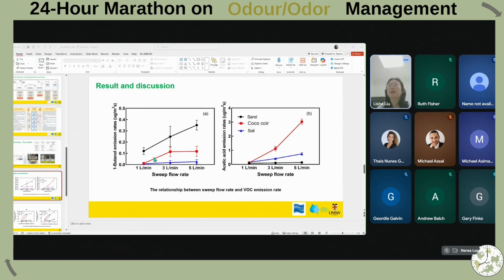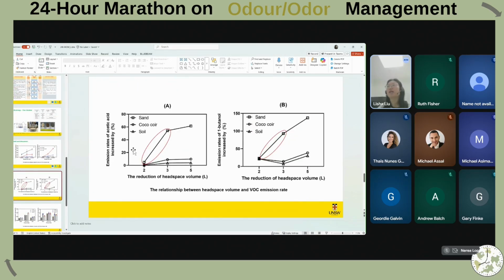We also have done some tests regarding the relationship between the headspace volume of the chamber and the VOC emission rate. The result has shown a general trend where the emission rate of butanol and acetic acid increases when the headspace volume decreases. In particular, the emission rates of butanol and acetic acid from sand, highlighted in the red circle, had a sharp rise, where butanol and acetic acid increased around 100% and 70% respectively when the headspace volume was reduced by only 5 liters.